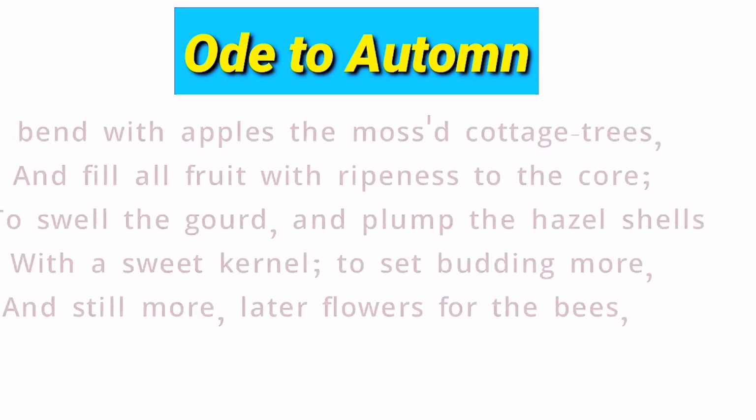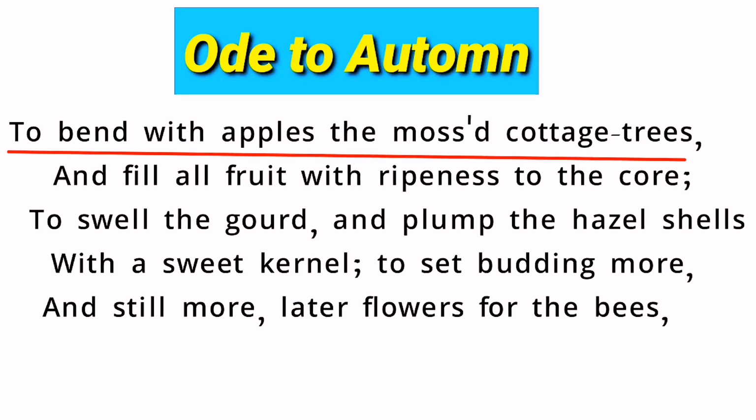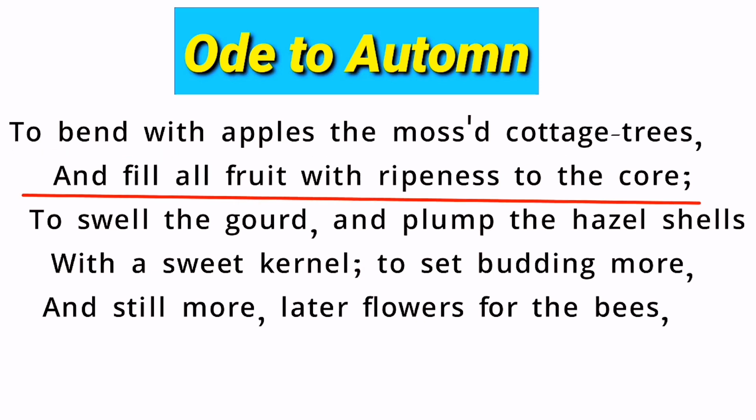vines. To bend with apples the mossed cottage trees. This line suggests that the apples on the trees are so heavy that they are bending the branches down. The word mossed suggests that the trees are old and have moss growing on them. And fill all fruit with ripeness to the core. This line suggests that all of the fruits are ripe and juicy inside. The word core refers to the center of the fruit.